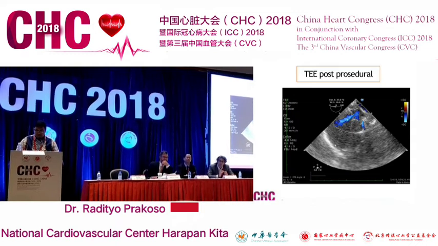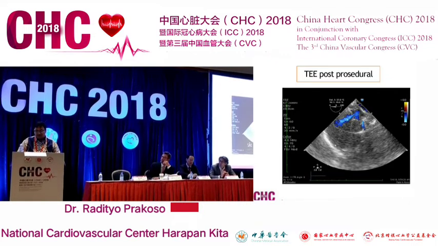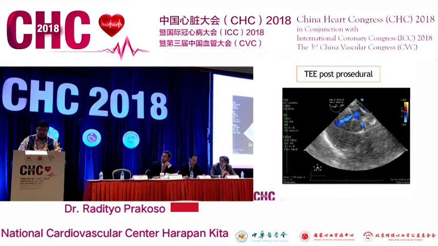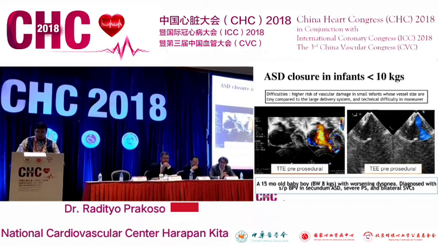So this is the TEE procedure. You can see the shunt. It is left to right. So it means the right heart chamber pressure is falling down.